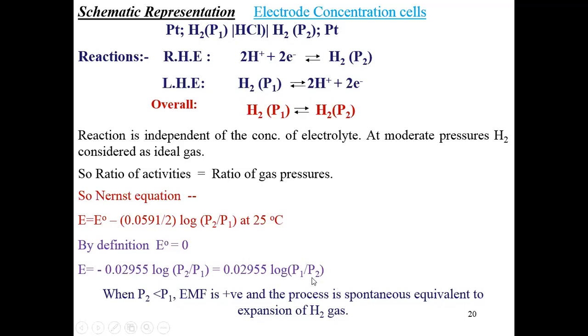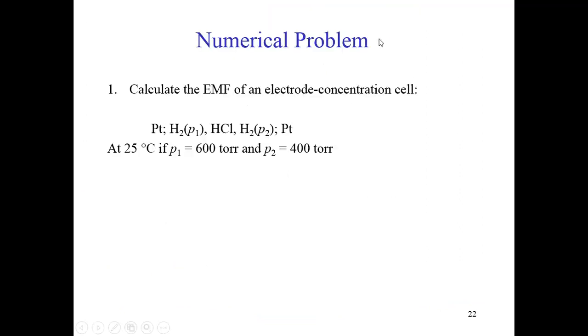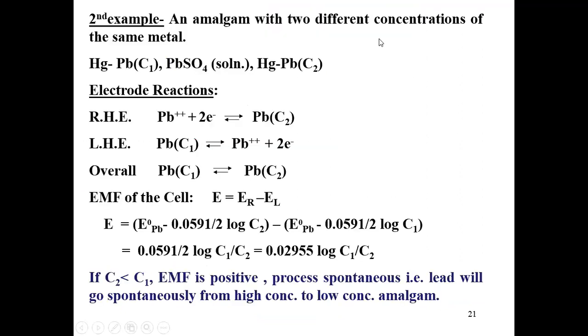So this is nothing but equivalent to the spontaneous expansion of hydrogen gas, where it is at a higher pressure and it goes to a lower pressure side. So the second example is similarly we can take a mercury electrode example, an amalgamated mercury electrode, which is forming an amalgam with lead, right? So here lead's concentration is C1, here lead concentration is C2, the common electrolyte is lead sulfate.